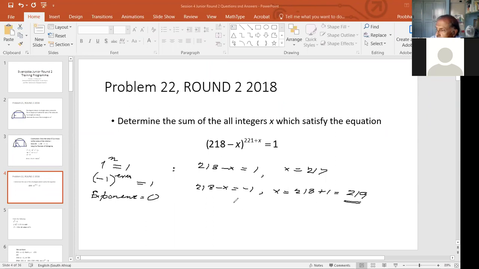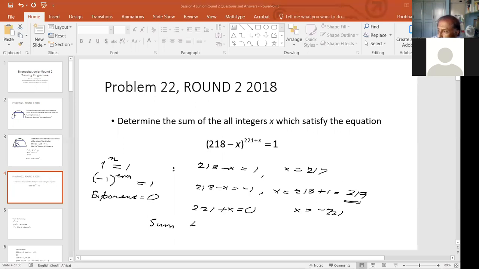And finally, when the exponent is 0, the exponent is 221 plus x equals 0. That's your exponent. And in this case here, you have x is equal to -221, right? And now the question is find the sum of all the integers x, which makes this equation true.